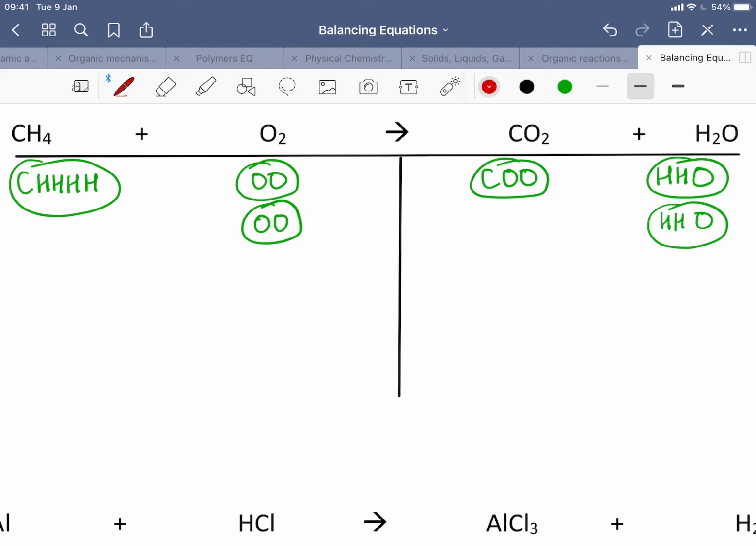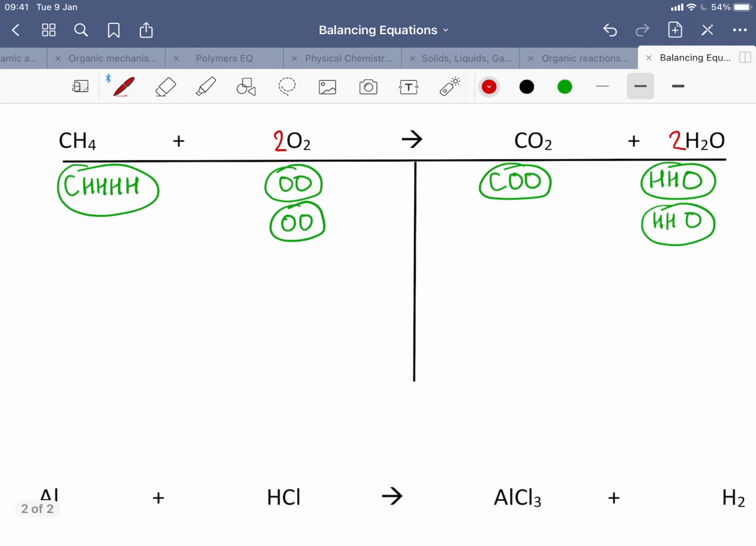Well, I've only got one bubble of the methane, the CH4, so I don't need to put a number. I've got 2 bubbles of the oxygen, so I put a 2 in front of it. I've got 1 bubble of the carbon dioxide, so I don't need to put a number. And I have 2 bubbles of water, or of the H2O, so I put a 2 in front. And there we go, there we have a balanced equation.